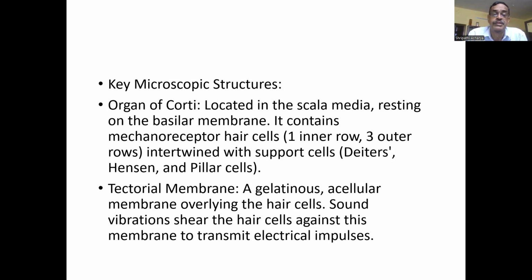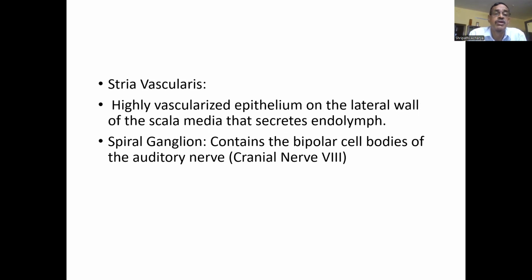Tectorial membrane, a gelatinous acellular membrane overlying the hair cells. Sound vibrations shear the hair cells against this membrane to transmit electrical impulses. Stria vascularis, a highly vascularized epithelium on the lateral wall of the scala media that secretes endolymph. Spiral ganglia contain the bipolar cell bodies of the auditory nerve, cranial nerve 8.